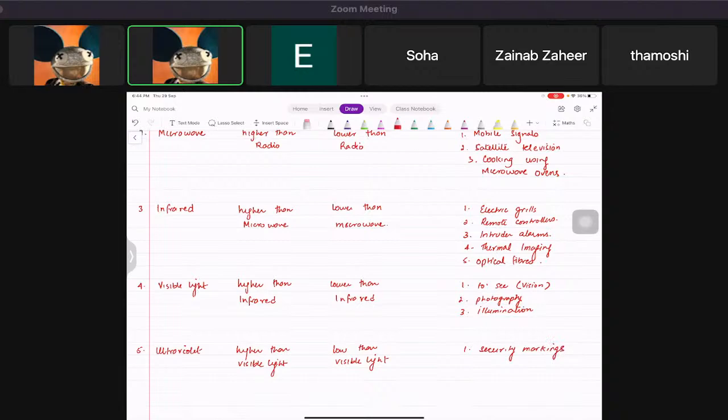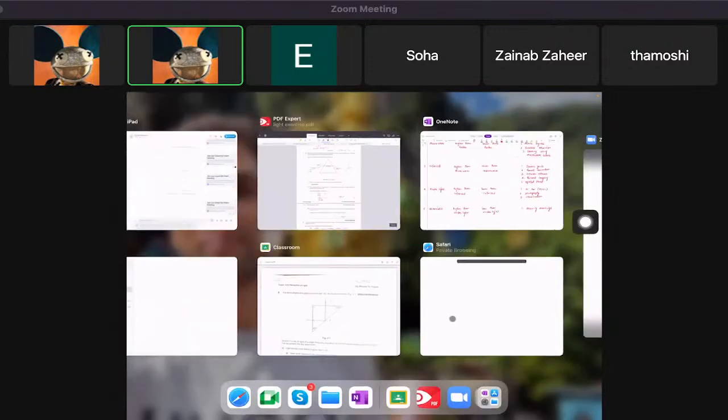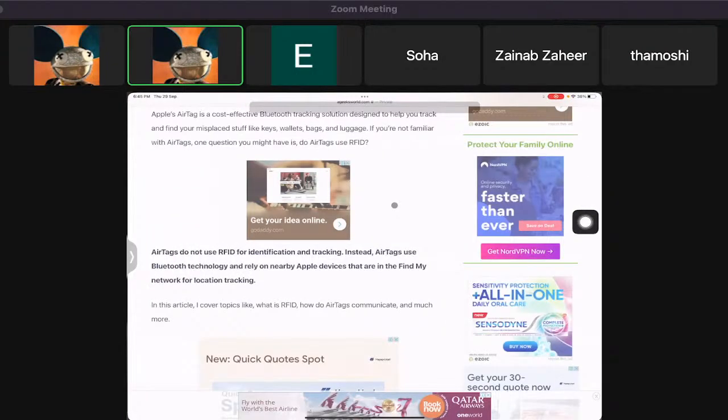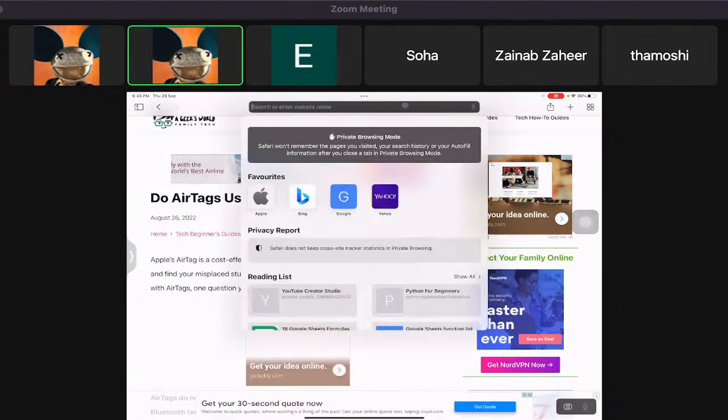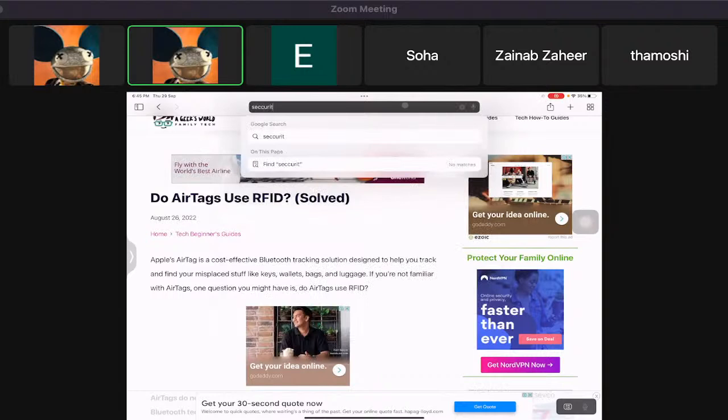So security markings are like, let me show you a picture of it so you guys know what exactly it looks like. It basically tracks the position. You can't see it with the naked eye, but through ultraviolet light you can see a lot of things actually. Security markings of ultraviolet.